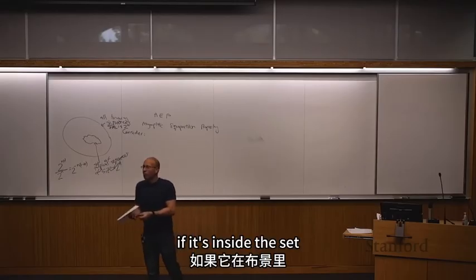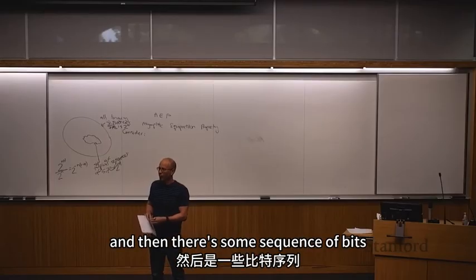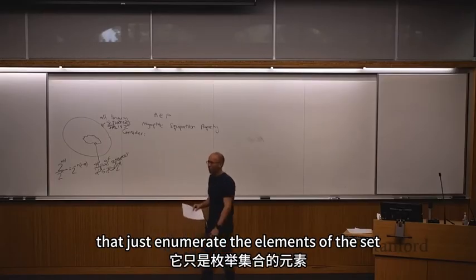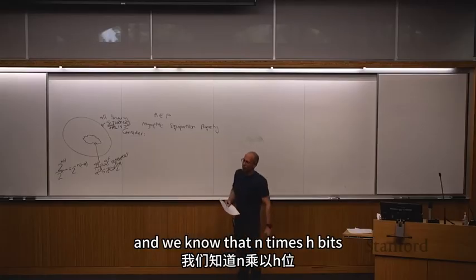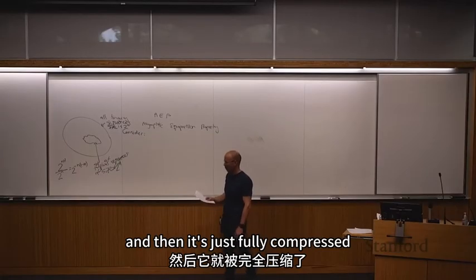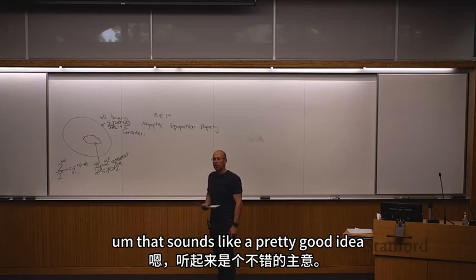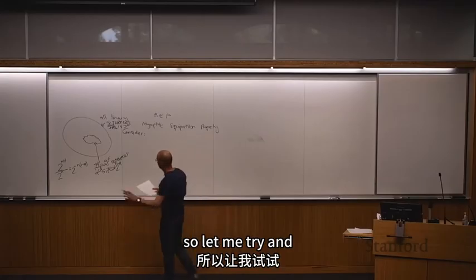If it's inside the set, then the compressed string starts with 1, and then there's some sequence of bits that just enumerate the elements of the set, and we know that's n times h bits. Otherwise, it starts with a 0, and then it's just fully compressed. That sounds like a pretty good idea.